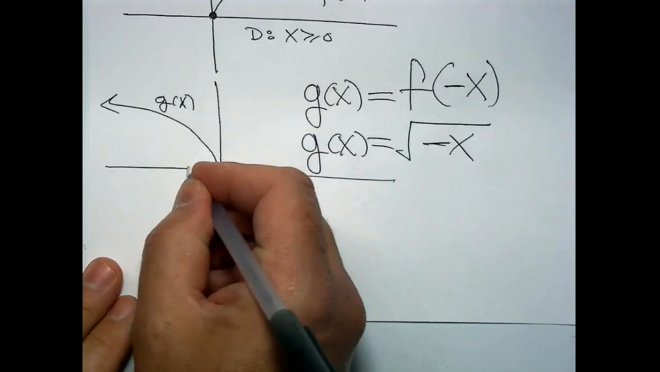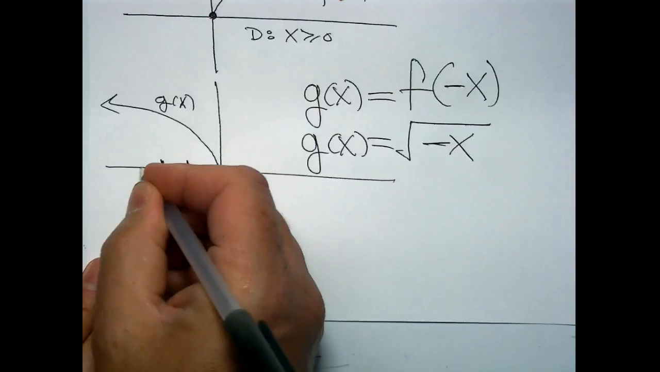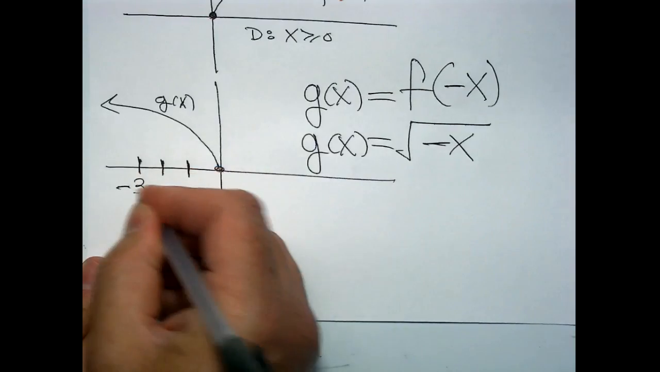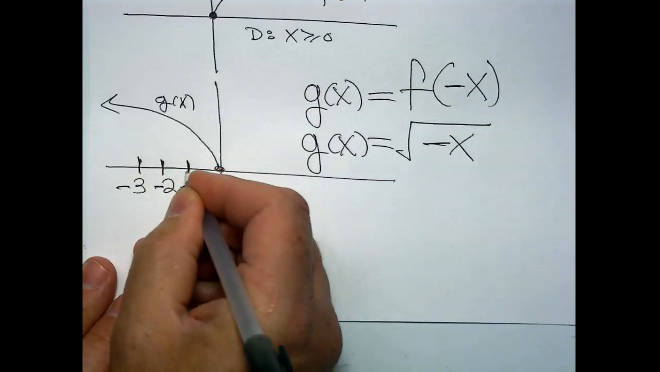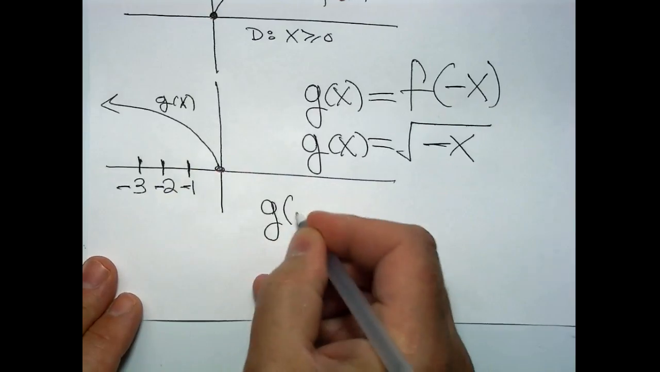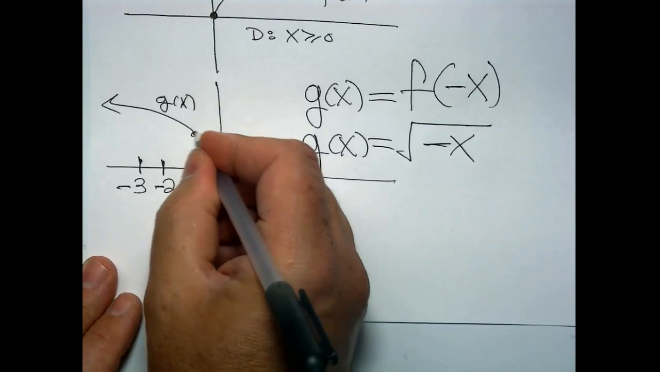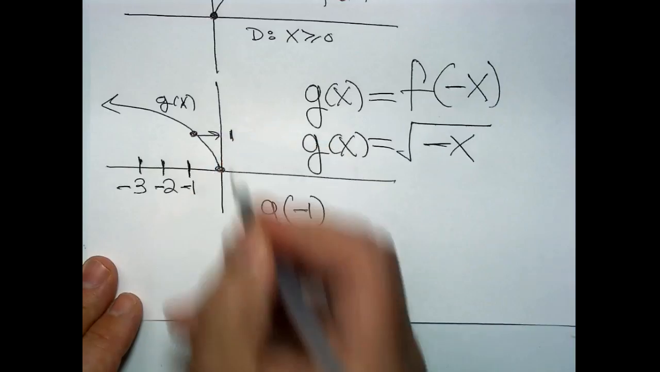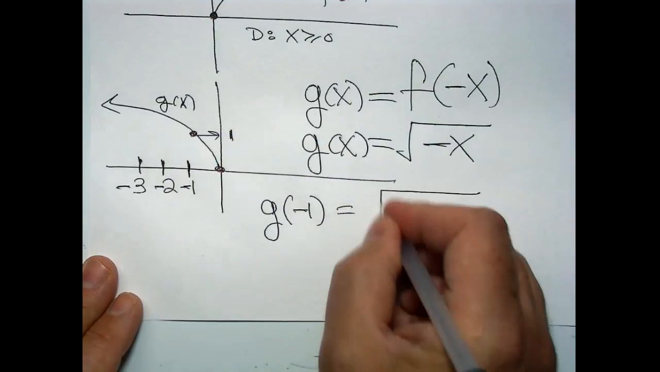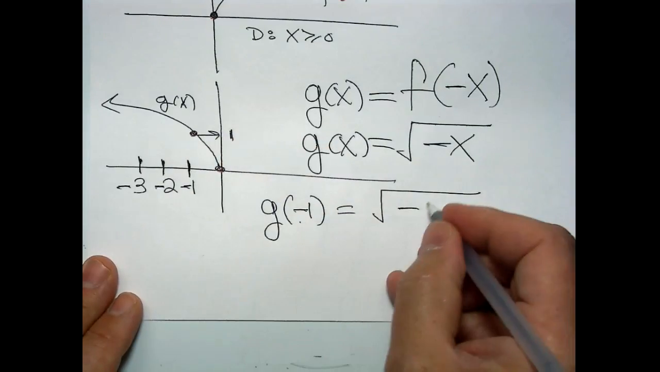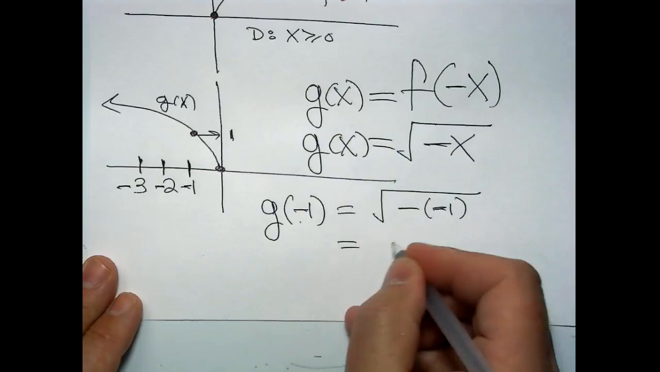Not exactly. Come on over here and take a look. We're over here at -3, -2, and -1. In fact, let's find out what g of -1 is. How did I get this point right here? Well, g of -1 is the square root of -x. And all is well.